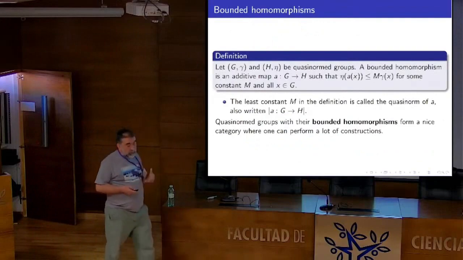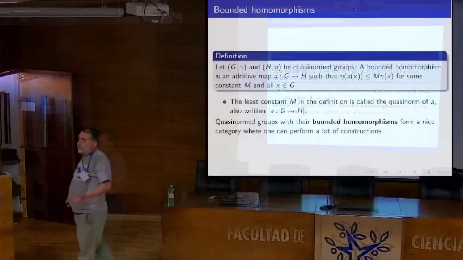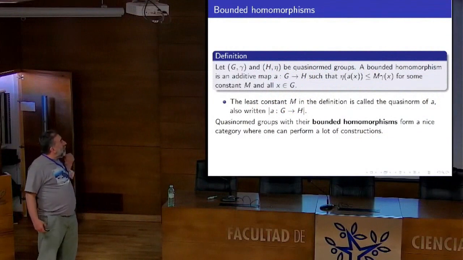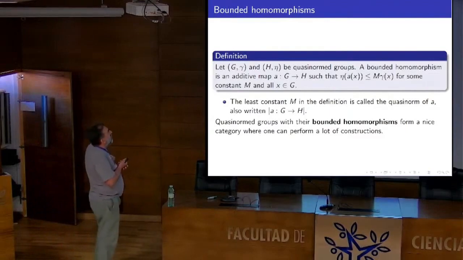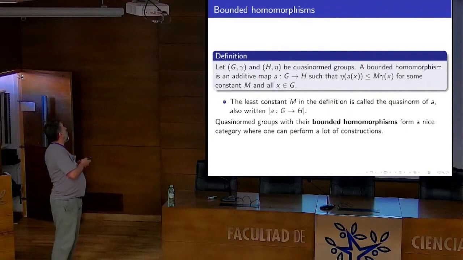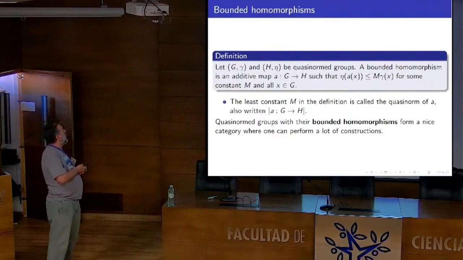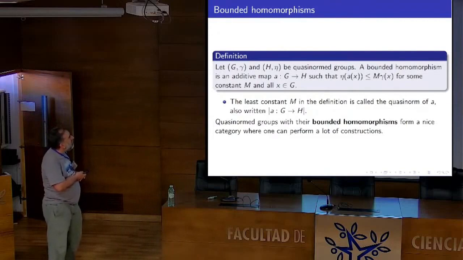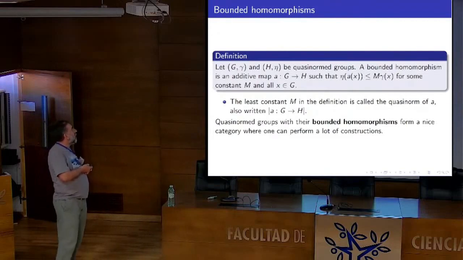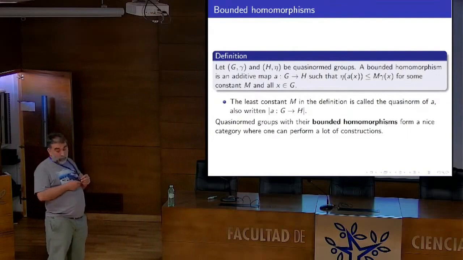Okay, the quasi-normed groups come with their homomorphisms, which are bounded homomorphisms. The definition is exactly the same as the usual definition for linear operators. You need two groups, each with its quasi-norm, and then a bounded homomorphism from G to H is just an additive map satisfying an estimate of this type. And then the least constant you can put here is the quasi-norm of the homomorphism.